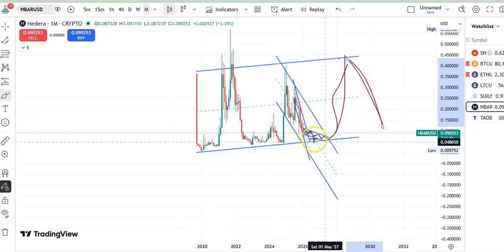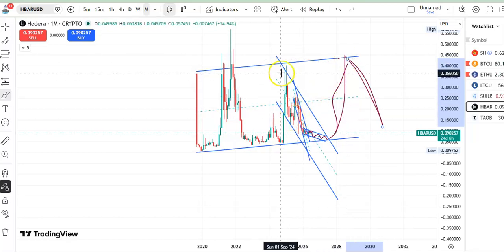Okay, so currently you can see the downtrend is going on, and after the breakout only you may see momentum. So now we'll talk about other important details about this cryptocurrency.